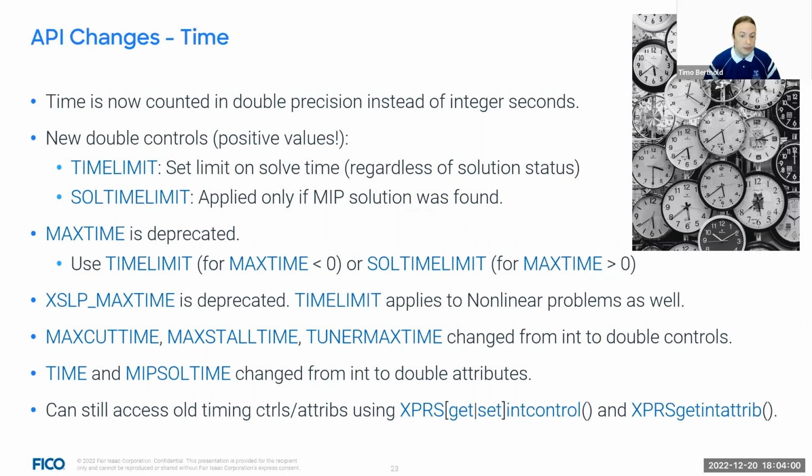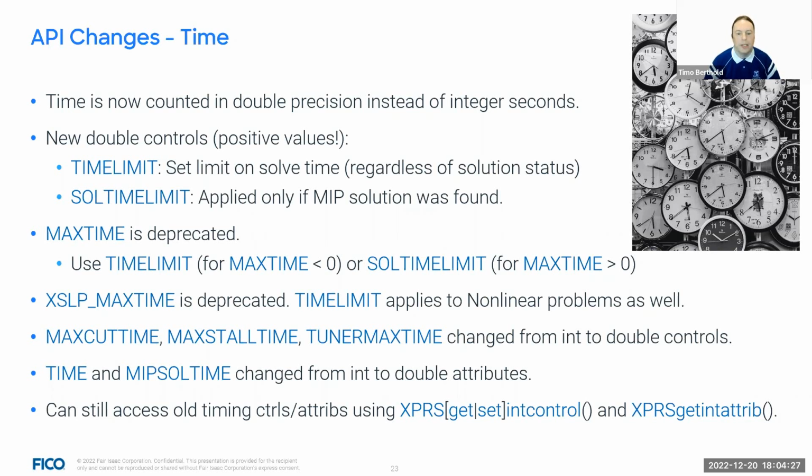So in the course of these changes, the old max time now got deprecated, and you can still use it, but might get a warning and it might get removed somewhere in the future. And the same holds for XSLP max time. So XSLP now also uses the optimizer time limit unification, and XSLP max time, the specific SLP control, has been deprecated.